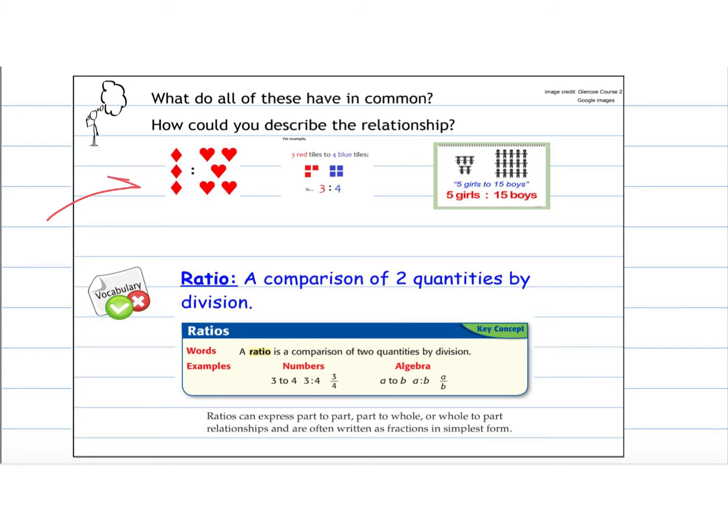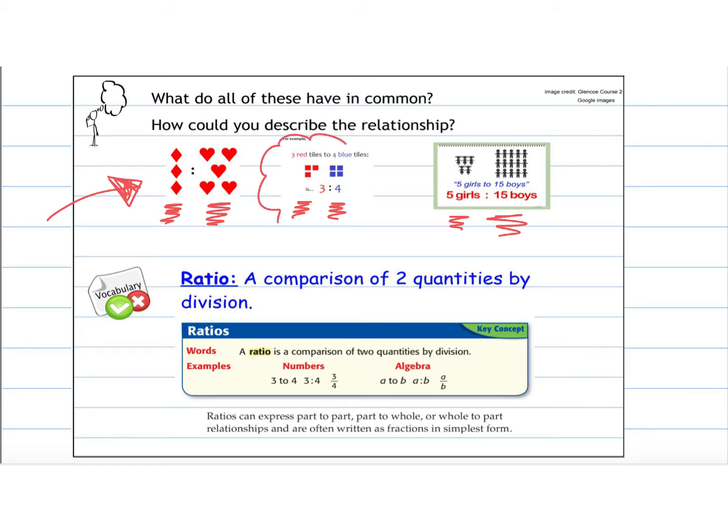So looking at these three sets of comparisons right here, we want to ask ourselves, what do they all have in common and how can we describe their relationship? Well, if we look here, we can see that there's 3 diamonds to 5 hearts. Here we have 3 red tiles to 4 blue tiles, and here we have 5 girls to 15 boys. So it's all comparing one thing to another.